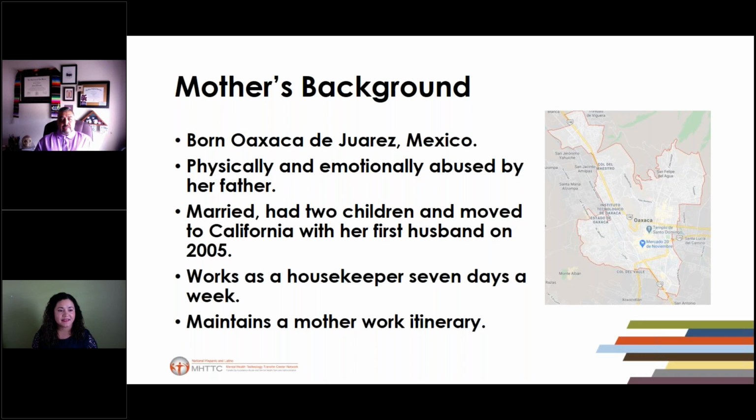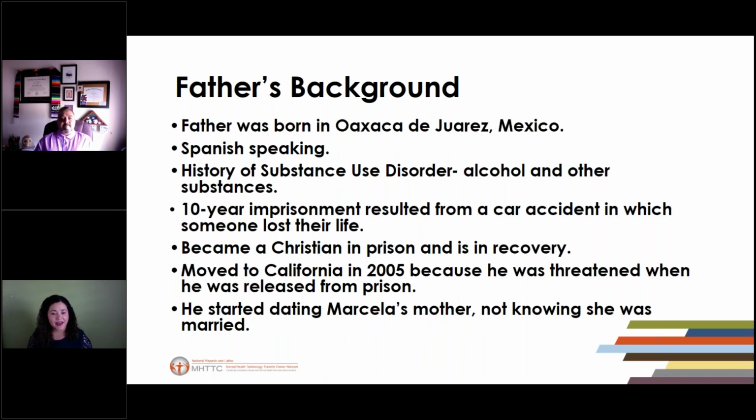Next slide, please. About the father, so he was born in Oaxaca de Juarez, Mexico, just like the mom. They never met before. They met when they moved to California. Father only speaks Spanish, and he had a history of substance use like alcohol, and I think it was also cocaine. And he was in prison in Mexico for almost 10 years because he got into a car accident where someone died. And because of that, he went to jail.